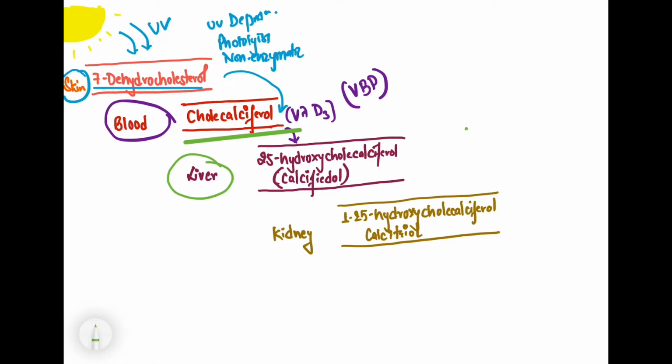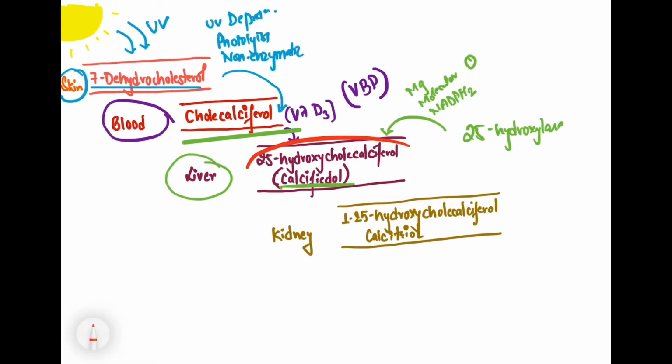In the liver, the cholecalciferol is acted upon by 25-hydroxylase, which adds a hydroxyl group to the 25th carbon, giving rise to 25-hydroxycholecalciferol in the presence of molecular oxygen, magnesium, and NADPH. This 25-hydroxycholecalciferol is also known as calcifediol. It enters back into the circulation as the major vitamin D found in the plasma, and it is carried by vitamin D binding protein towards the kidney.